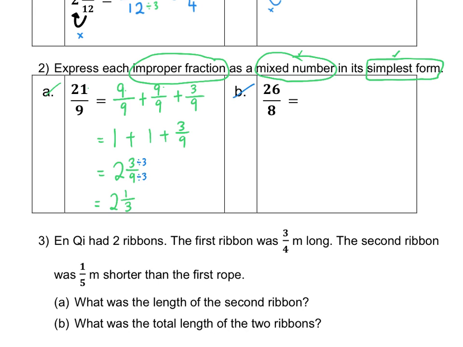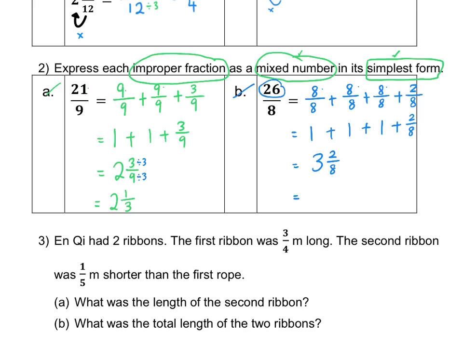26 eighths. Same thing, we try to take out as many wholes as possible. So 8 eighths plus 8 eighths. 8 plus 8 is 16. We can add another 8. 8, 16, 24. From 24, how do you get to 26? You need to add 2 eighths. So we have 1 whole plus 1 whole plus 1 whole plus 2 eighths. We get 3 wholes, 2 eighths.